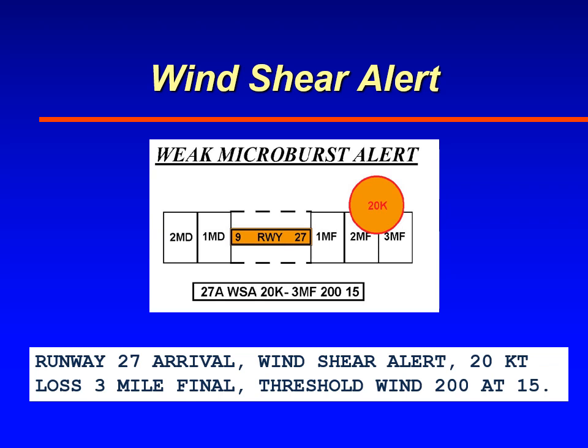Here are examples of wind shear alerts. In this case, it's 20 knots or less, and this is on the final approach. Specifically, the air traffic controllers would announce: runway 27 arrival, wind shear alert, 20 knot loss, 3-mile final, threshold wind speed is 200 at 15 knots.